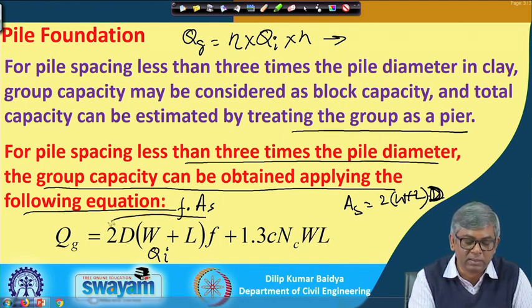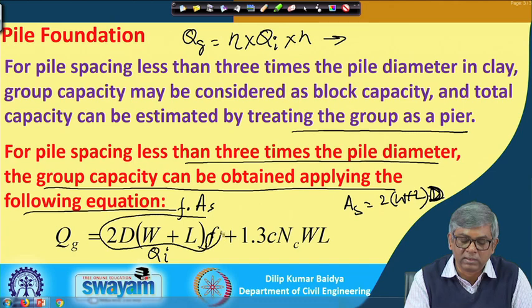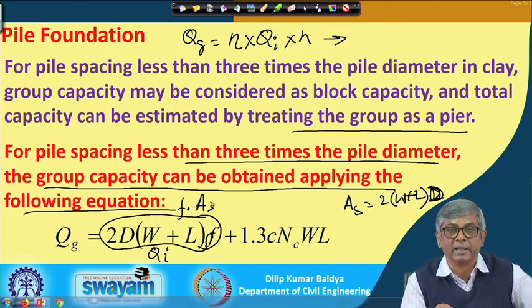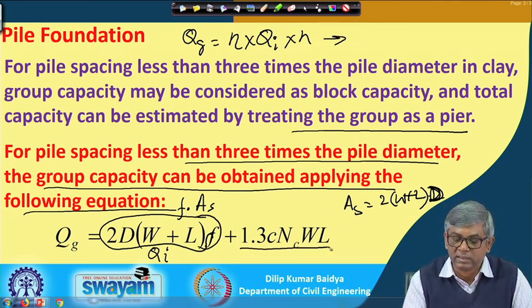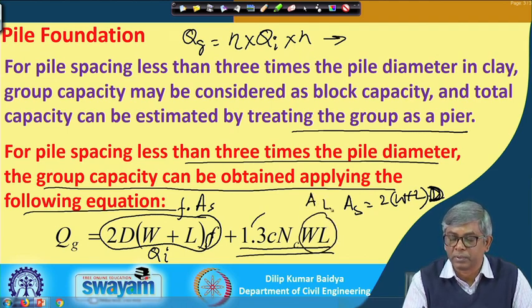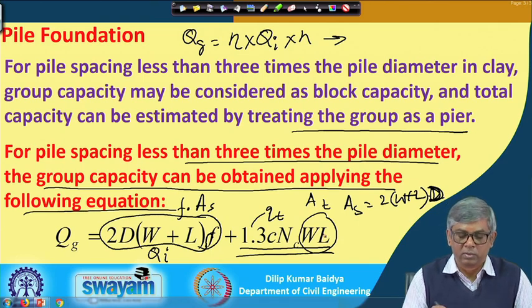This is nothing but F into A S, and since it is a square, it is the bearing capacity equation you can recollect, 1.3 C N C, and this is multiplied by A T, that means the base area. So, 1.3 C N C is the Q T, and A T is W multiplied by L. So, this is the way one can find out the block capacity.